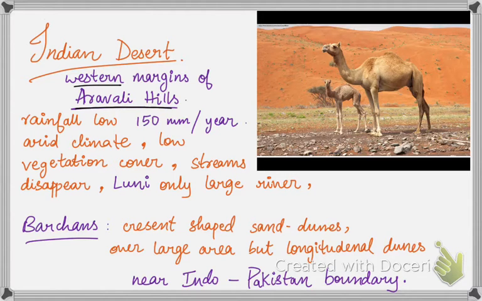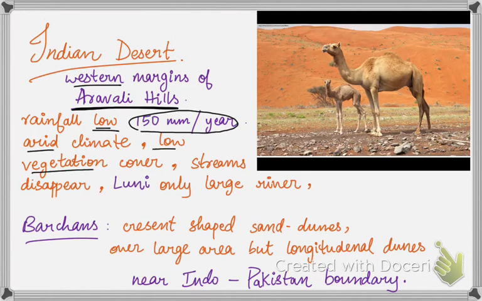You can refer to the maps also for understanding the placement of every different physical feature. So this Indian desert lies towards the western margins of the Aravalli Hills, and here they face very low rainfall, even below 150 mm per year. And the climate here is very arid, with very low vegetation cover.